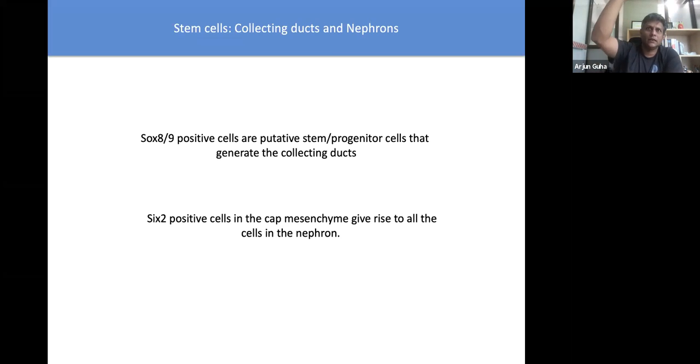In other words, the cells of the collecting duct, which are derived from the ureteric bud, seem to be derived from a population of SOX8, SOX9 positive cells that sit at the tips of these ureteric buds. Similarly, the cells that constitute the renal vesicle, which will make the nephron, seem to be derived from a group of 6-2 positive cells that sit in the cap mesenchyme that surrounds the ureteric bud. So all of the cells that comprise the collecting ducts and all of the nephrons in the kidney seem to be derived from 2 distinct populations of stem cells, one of which is SOX8, SOX9 positive in the ureteric bud and the other 6-2 positive in the cap mesenchyme.